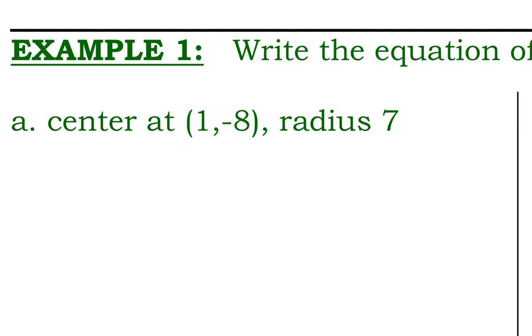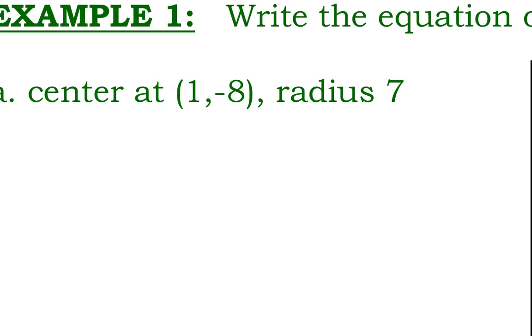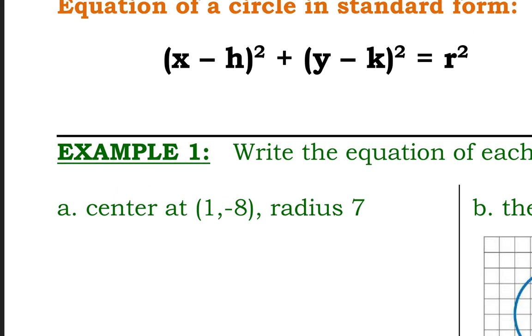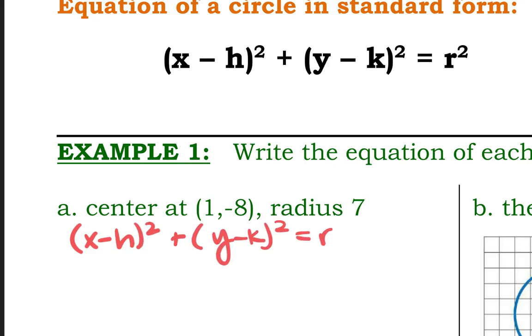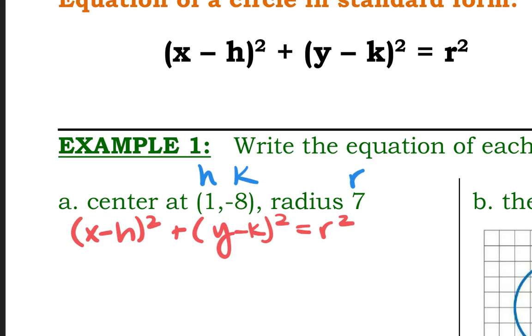So if I'm just asking you to write an equation, we're just plugging it in. So let me come down to the equation. All right, so I'm going to just write the equation. I'm going to say x minus h squared plus y minus k squared equals r squared, right? And if we go through with the information, the center represents h and k, and the radius is r. So all we're going to do is plug all this in.